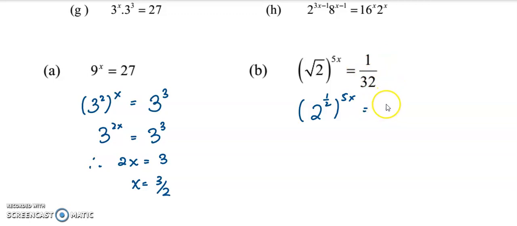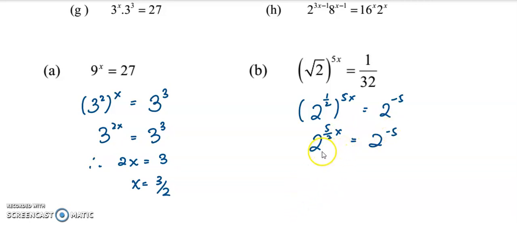32 we can change into 2 to the power of 5. Since 32 is at the denominator, we have the power of negative 5. So now you have 2 to the power of negative 5, which is equivalent to 1 over 32. On the left hand side, we simplify the power first. We have 5 over 2 x equals 2 to the power of negative 5 on the right hand side.